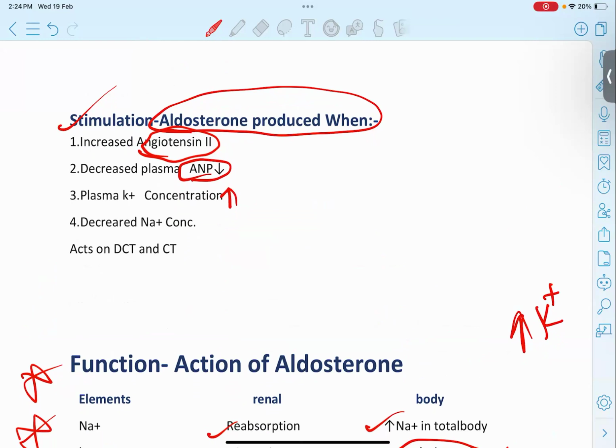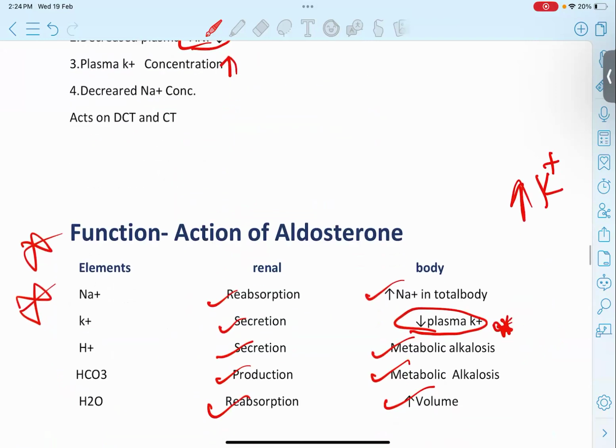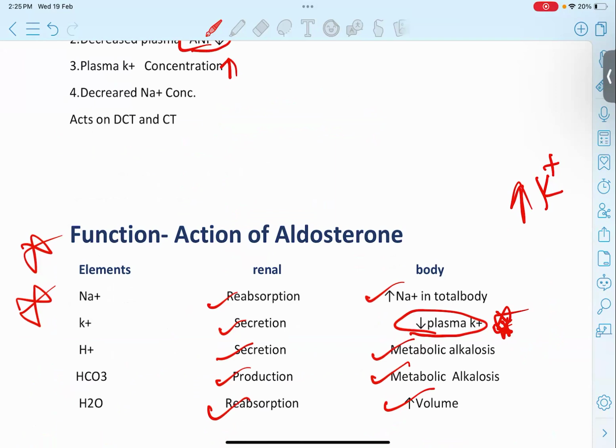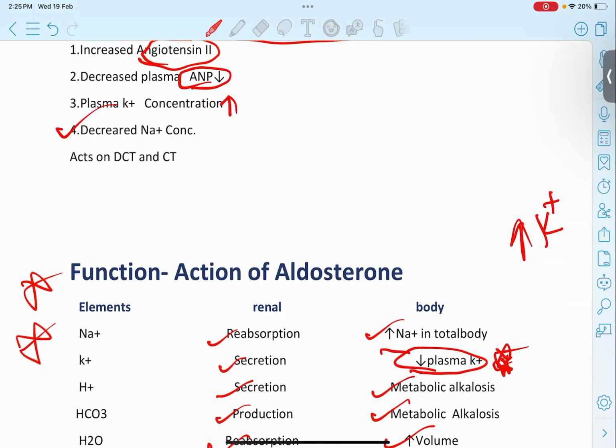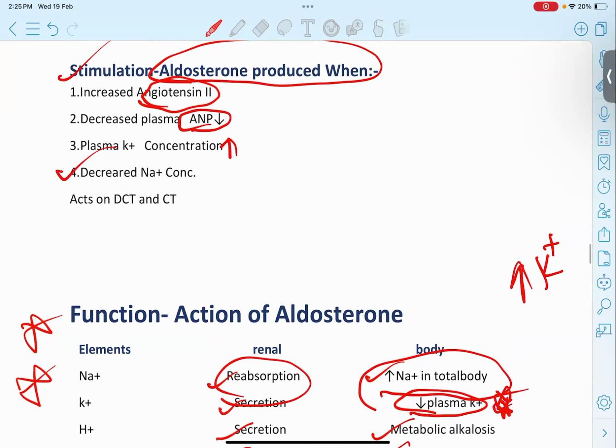So the body will secrete aldosterone, and aldosterone will secrete this potassium into the urine and move this potassium out of the body. Next is decreased sodium concentration. Same thing: the function of aldosterone is to increase sodium reabsorption and increase sodium content in the overall body. So if there is decreased concentration, again aldosterone will reabsorb the sodium and it will increase the sodium concentration.